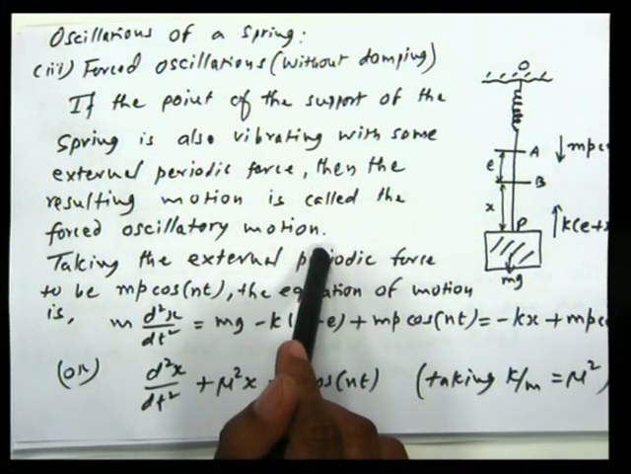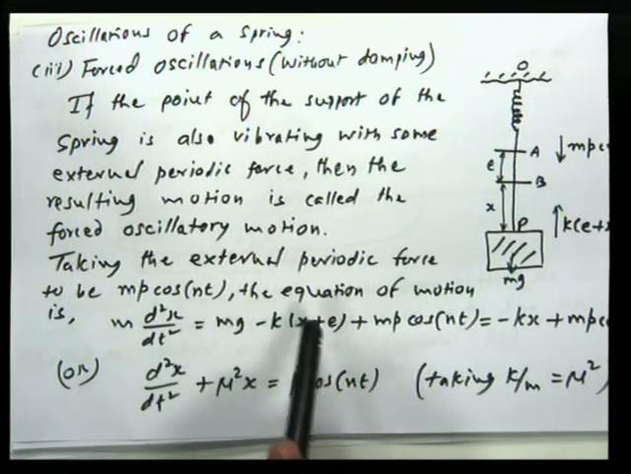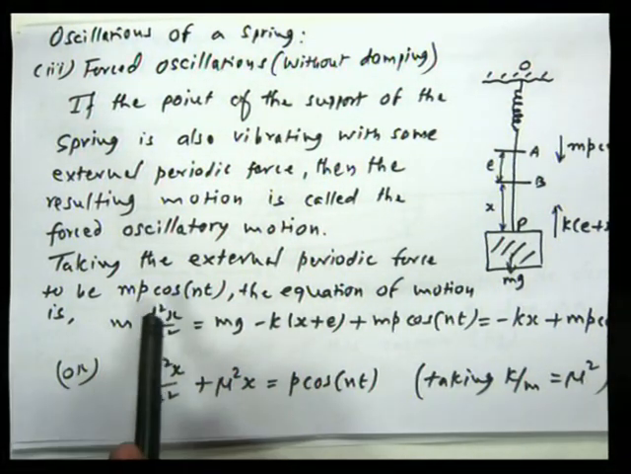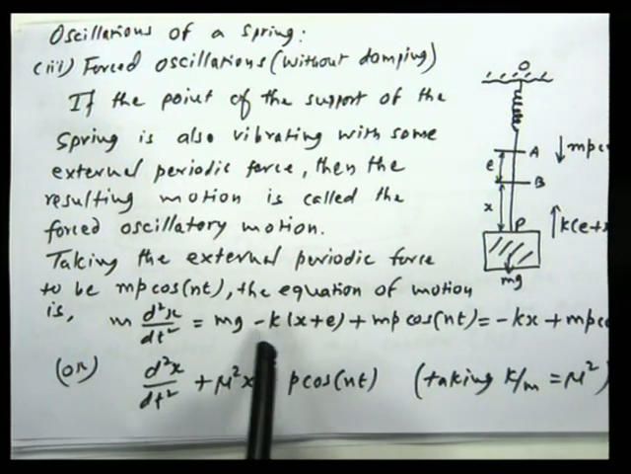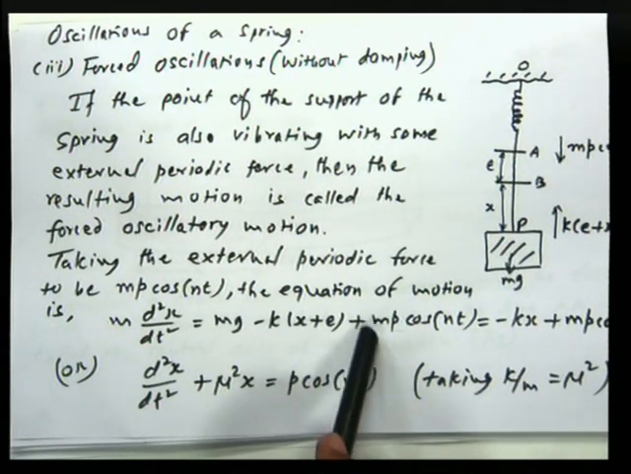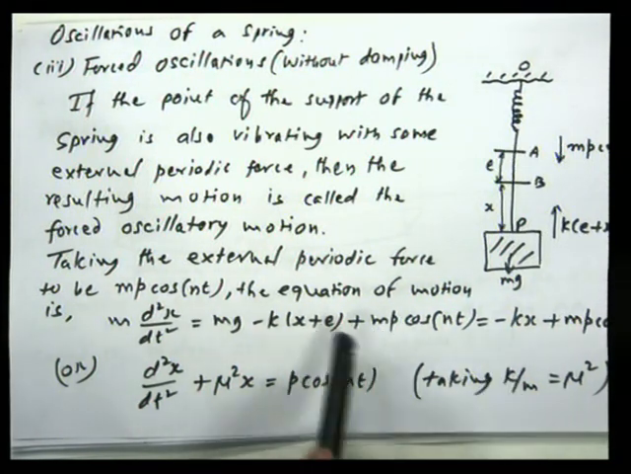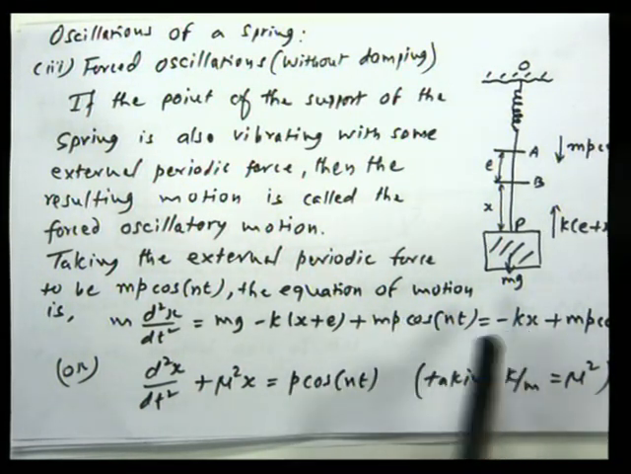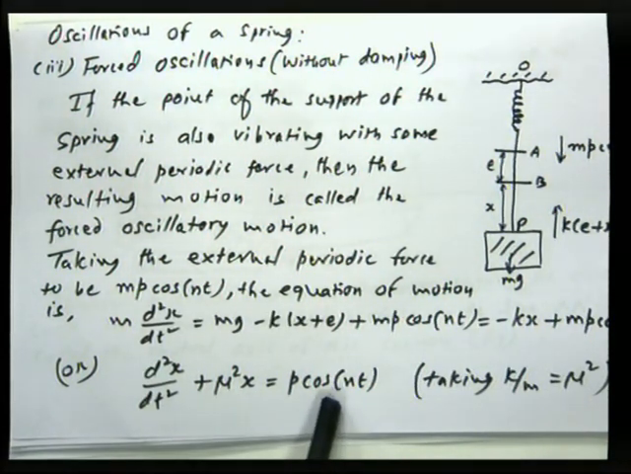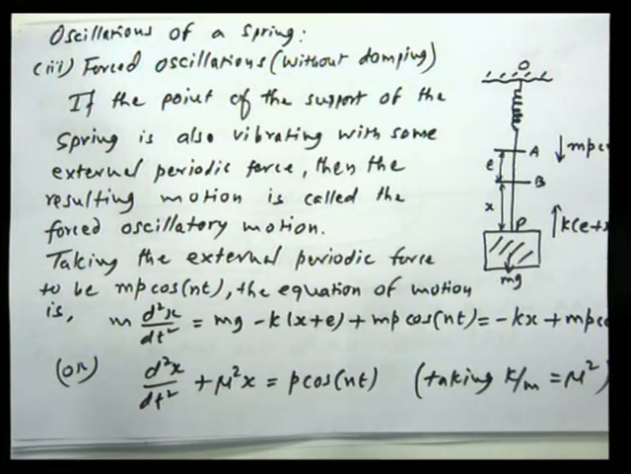oscillatory motion. Taking the external periodic force to be mp cos nt, the equation of motion, again using Newton's second law, we get it in the form m d2x by dt square is equal to mg minus k times (x plus e) plus mp cos nt. Now we add this term because it is not opposing but it is adding to the oscillation, right. And if we simplify this, we get the equation into the form d2x by dt square plus mu square x is equal to p cos nt, where we have used k by m is equal to mu square.